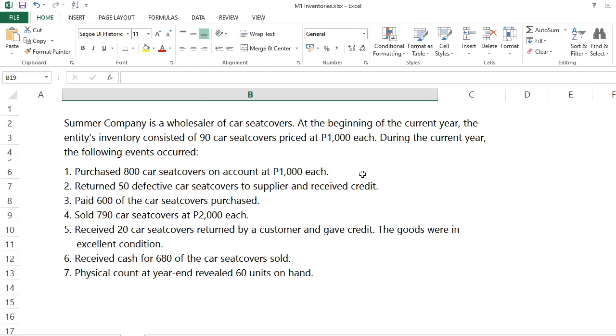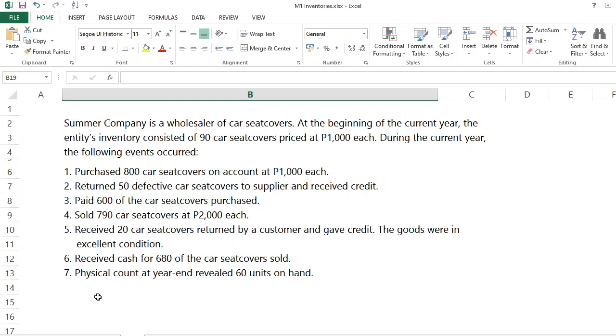Summer Company is a wholesaler of car seat covers. At the beginning of the current year, meron kang 90 car seat covers, 1,000 each. Mao na siya yung beginning. Ang ato ang buhaton, compute na to pilay na baligya, under periodic and under perpetual. So, under periodic, ang ato ang formula is we have net purchases plus beginning minus ending, di ba?